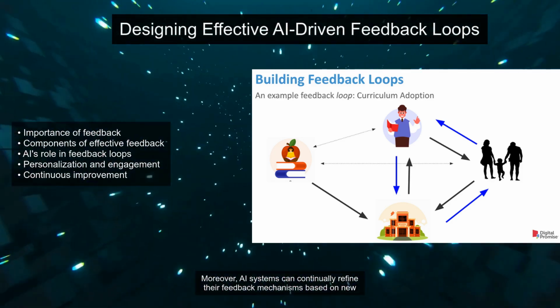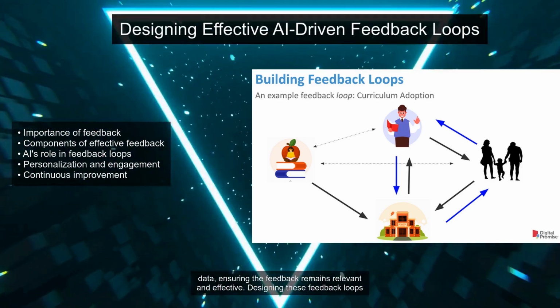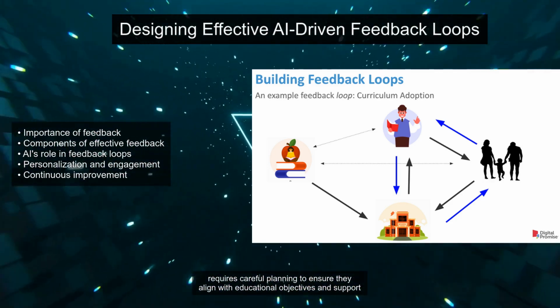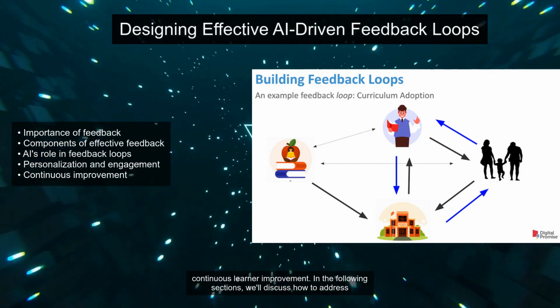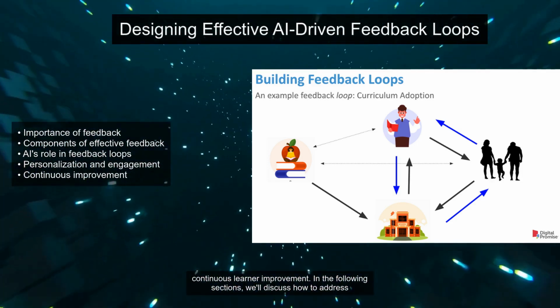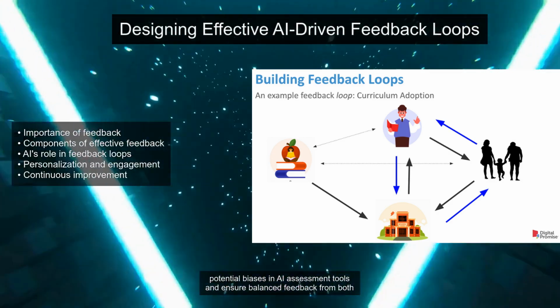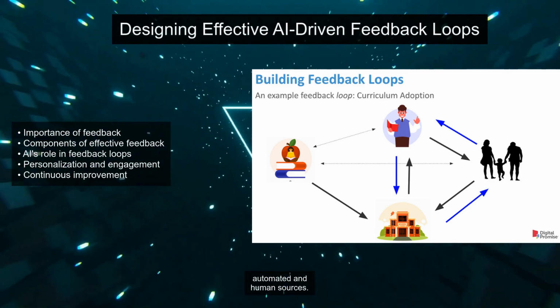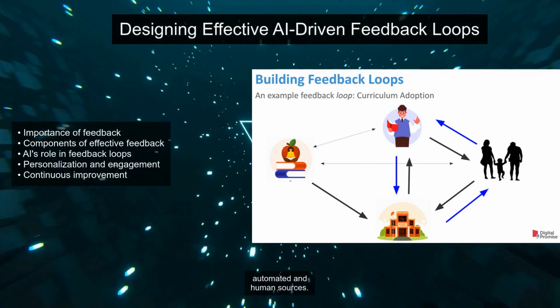Moreover, AI systems can continually refine their feedback mechanisms based on new data, ensuring the feedback remains relevant and effective. Designing these feedback loops requires careful planning to ensure they align with educational objectives and support continuous learner improvement. In the following sections, we'll discuss how to address potential biases in AI assessment tools and ensure balanced feedback from both automated and human sources.